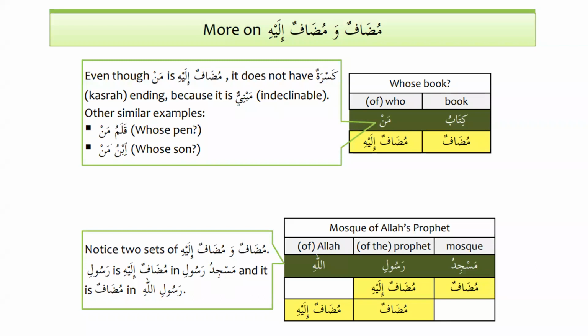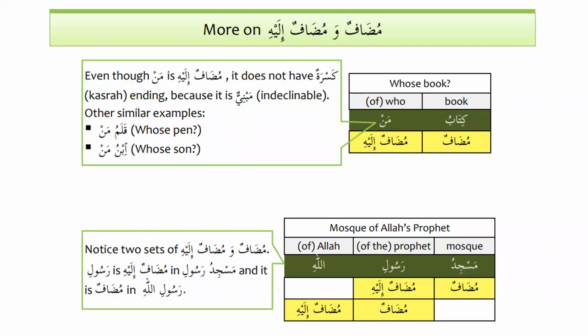Similarly, we can say qalamu man and ibnu man. However, our focus today is the complex mudaf ilayh construction. What does that mean? That means when we have more than two nouns. For example, here we have two nouns, kitabu man, qalamu man. But what if we have more than two nouns? When we have three nouns or four nouns or five nouns? So what happens basically over here?